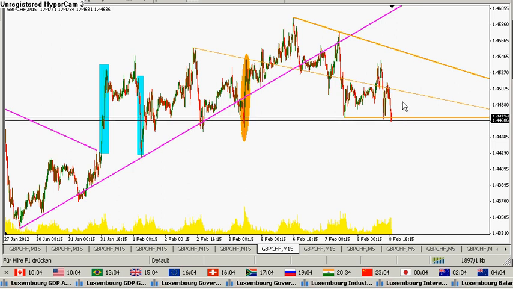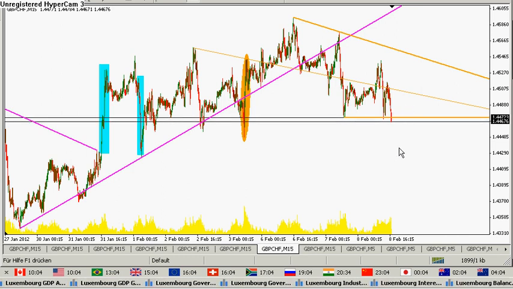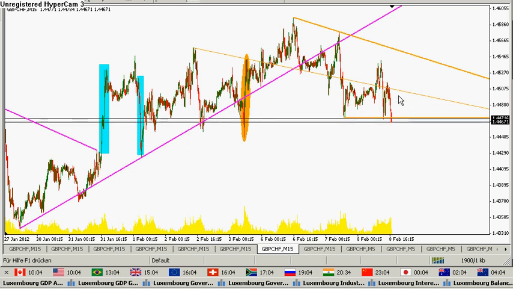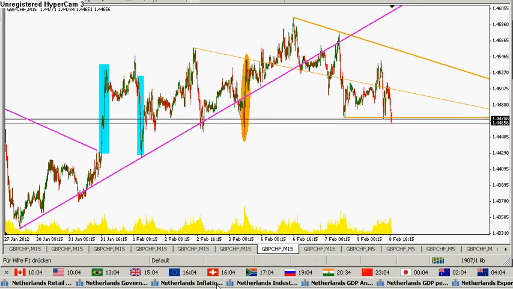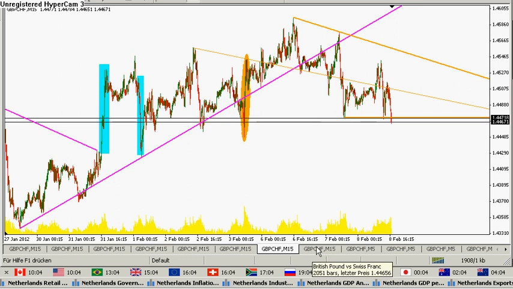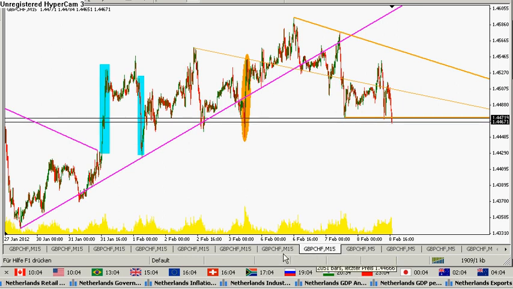Yes, the pound cross got a pullback, but it's very hard to say. We see the price is still falling, so analyze the situation again. It's still falling. Of course. Let's zoom a little bit.